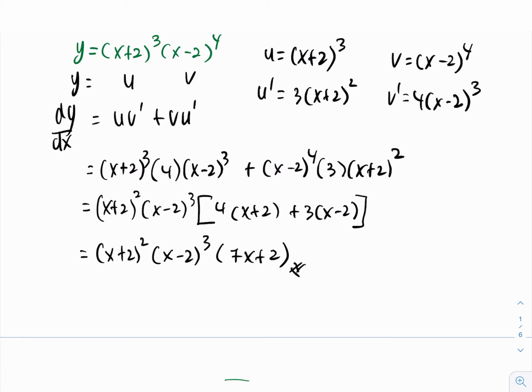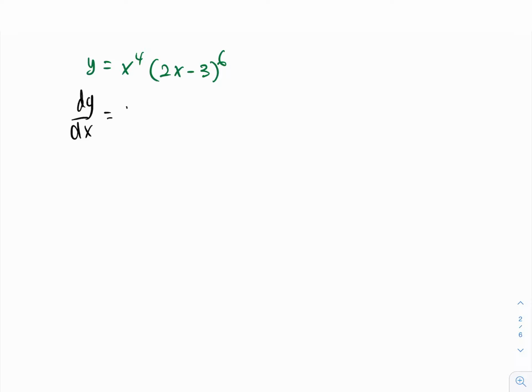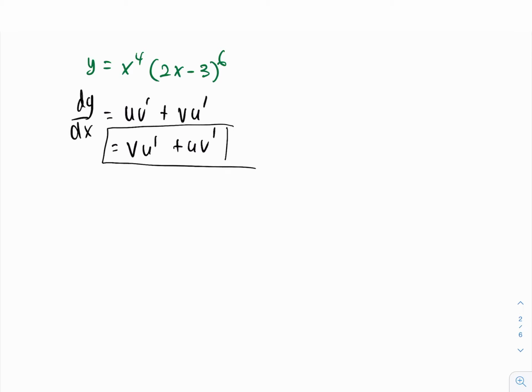Next, let's look at the second example. Let's say we have y equals x to the fourth multiplied by (2x minus 3) to the 6. We want to find dy/dx. Again, u v prime plus v u prime, or you can also write it as v u prime plus u v prime. I suggest you remember this kind of arrangement of the formula, because it will be easier when you want to apply the quotient rule later on. So we have to identify our u and v.